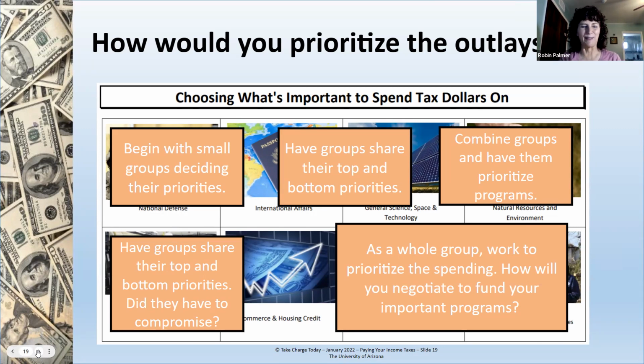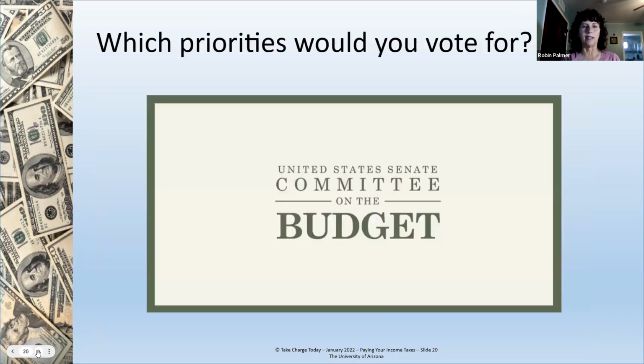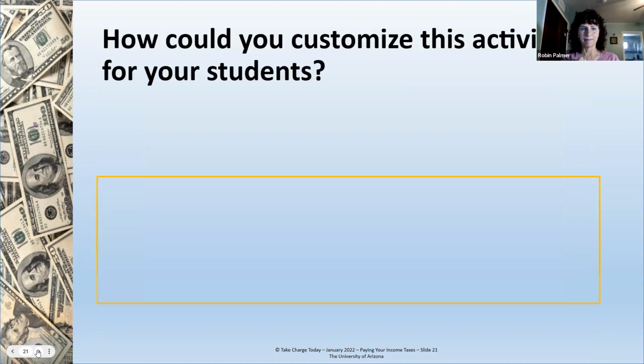So that's why you can see it would take a whole day if you really wanted to jump into this. Some of the civics, the social studies teachers have really enjoyed doing this activity with their students. And then you can tie it into, like, this is really what our committee on the budget does every year with the money. They're trying to figure some of that out.